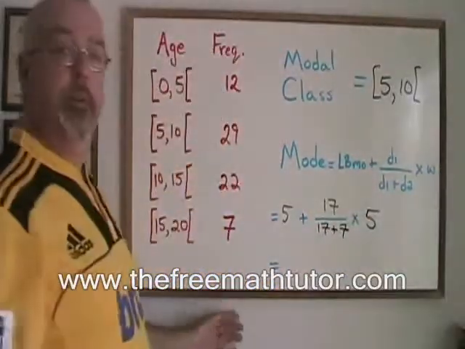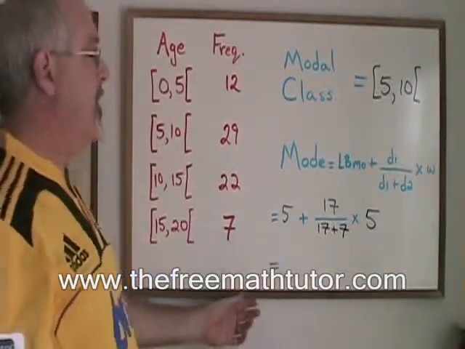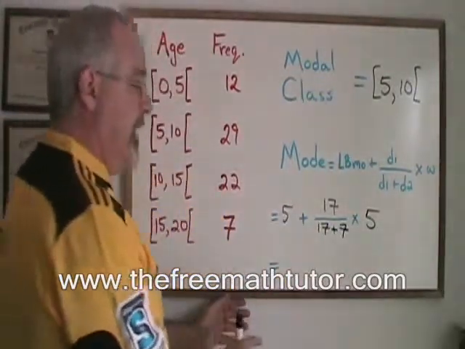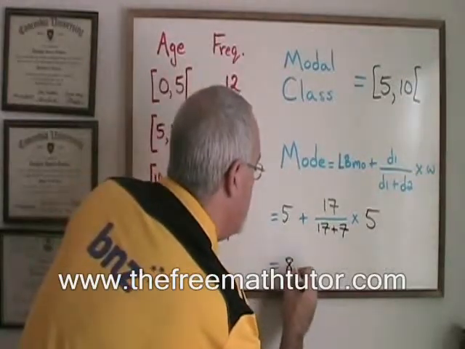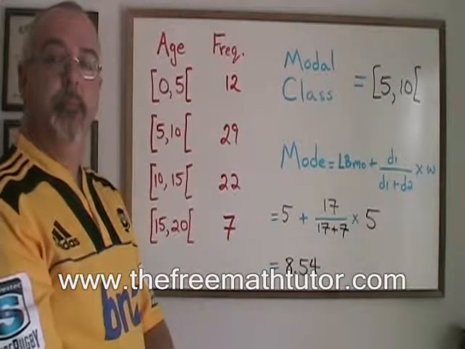All we have to do now is follow the rules of BEDMAS to simplify this expression, and we will have the mode for this distribution. The calculated value that I get when I simplify this is 8.54 when rounded to the nearest hundredth.